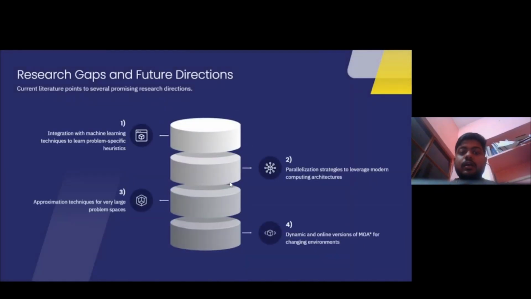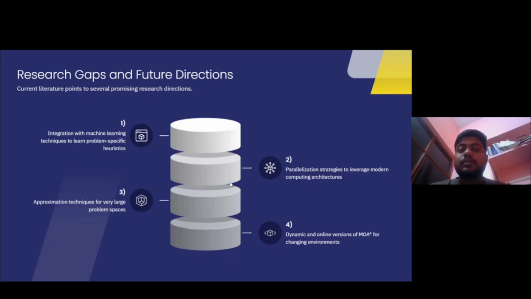Here, as we have explored the MOA star, it's important to identify the key research gaps and future directions. Let's go over the four promising areas of development. The first one is machine learning. One major direction is integrating machine learning to develop problem-specific heuristics. This can improve efficiency and adaptability in complex scenarios. The second one is parallelization strategy. Next, leveraging modern computing architecture through parallelization can significantly enhance performance, making MOA star more scalable.